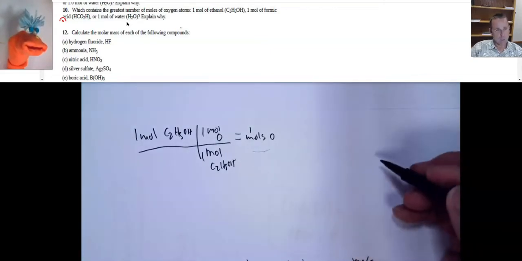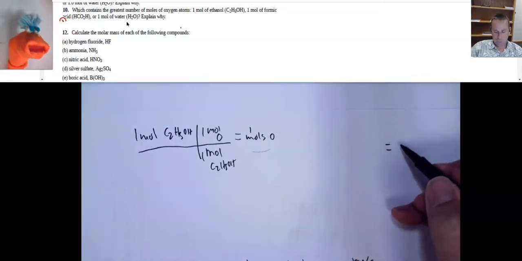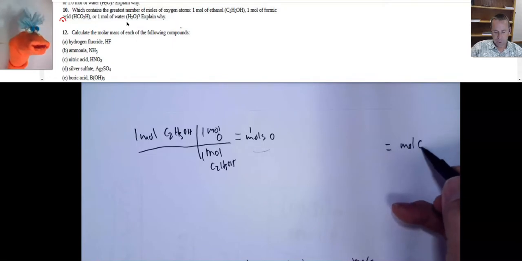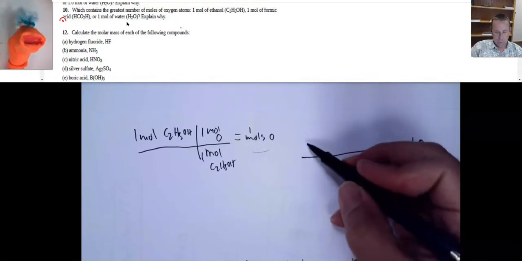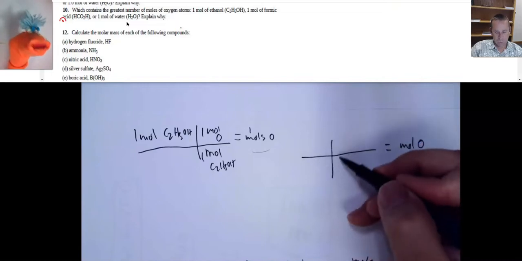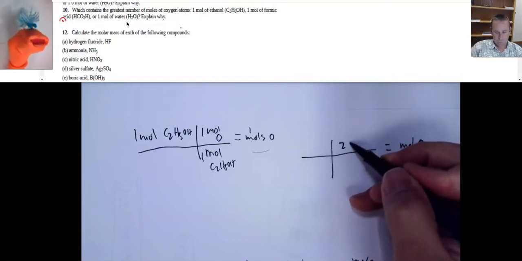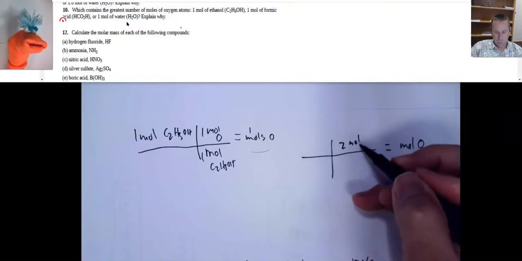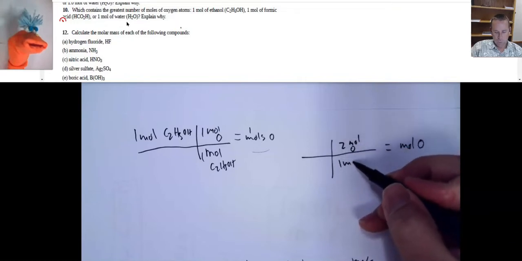I'll do the same thing with my formic acid. It's going to be 2. Can you see it already? Yeah. How can you tell? Because there's 2 moles of oxygen for every mole of formic acid. Very good. 2 moles of oxygen for every 1 mole.